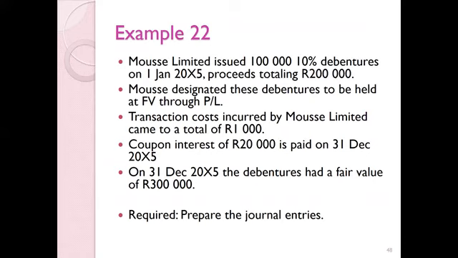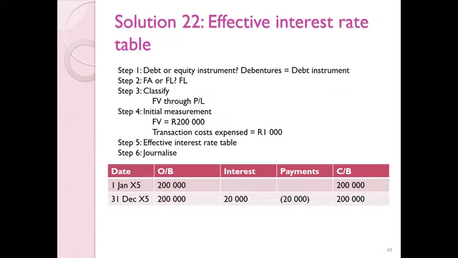Okay, so that would come also directly through from your first bullet point where we said that the proceeds is 200,000 Rand and there are 10% debentures. Okay, so 200,000 Rand times 10% is 20,000 Rand.